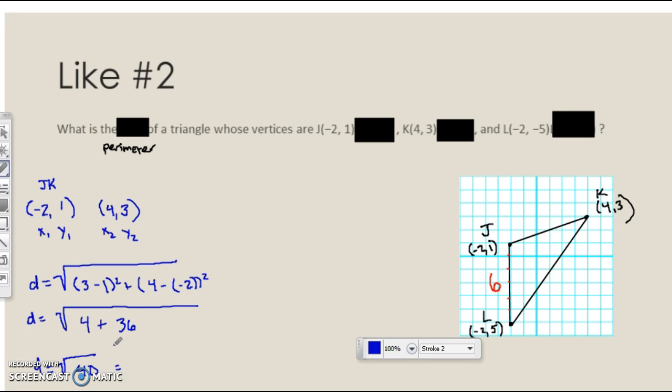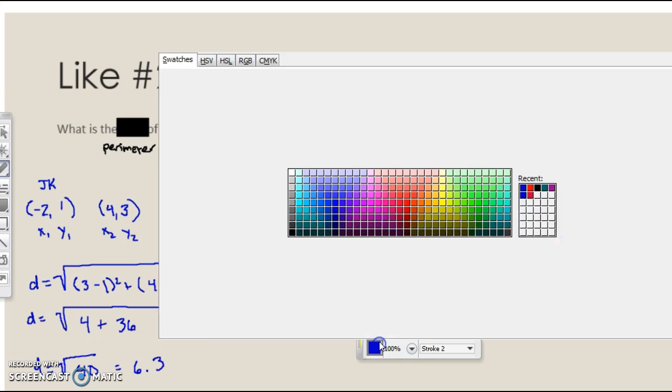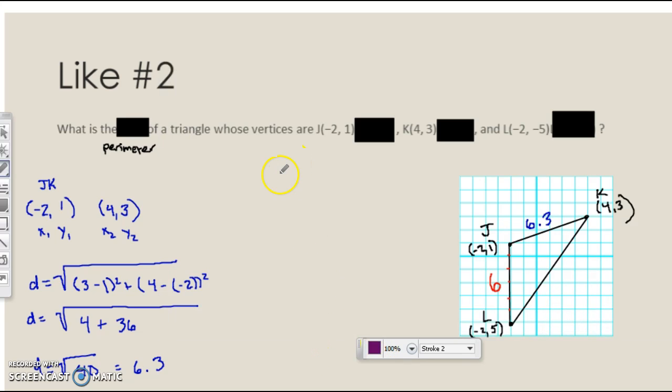And I'm looking for a decimal value here. So I'm going to say second square root 40. And I get 6.3. I'm just rounding to one decimal place here. Okay. So that tells me that this side JK is about 6.3 units long. So that only leaves one side left to find. So let's go ahead and do that. I want to find the length of LK.